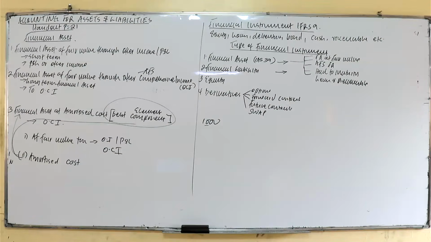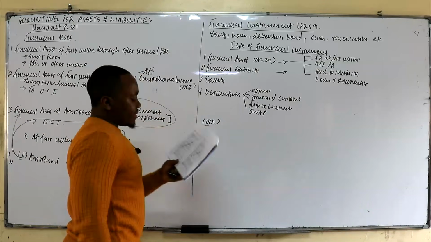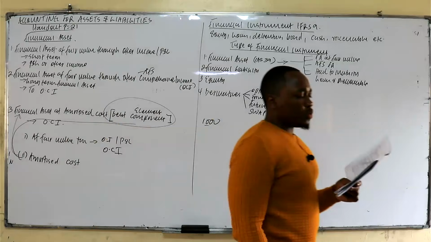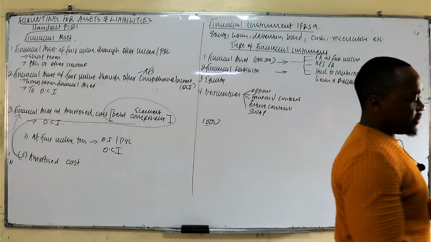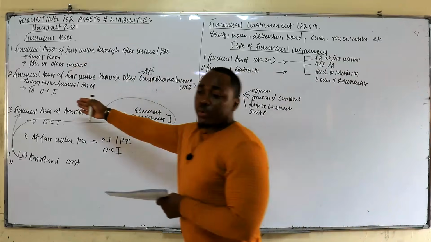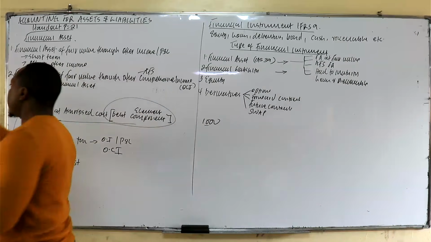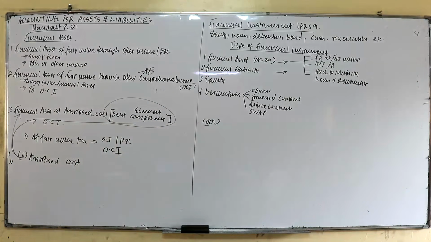So now let's look at classification of financial instruments. I think I explained everything. So financial instruments are classified into 4: financial asset, financial liability, equity instrument, and derivatives. Then we have classification of financial assets. See that financial assets are classified into 3. We have financial asset at fair value through profit or loss, financial asset at fair value through other comprehensive income, and then financial asset at amortized cost.